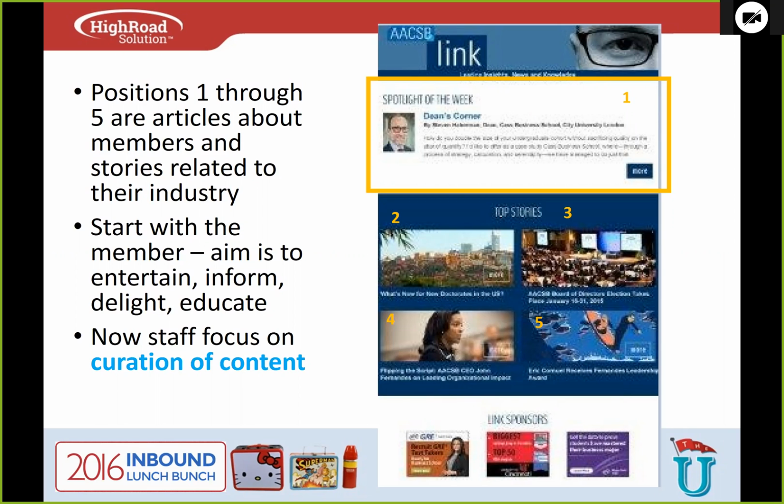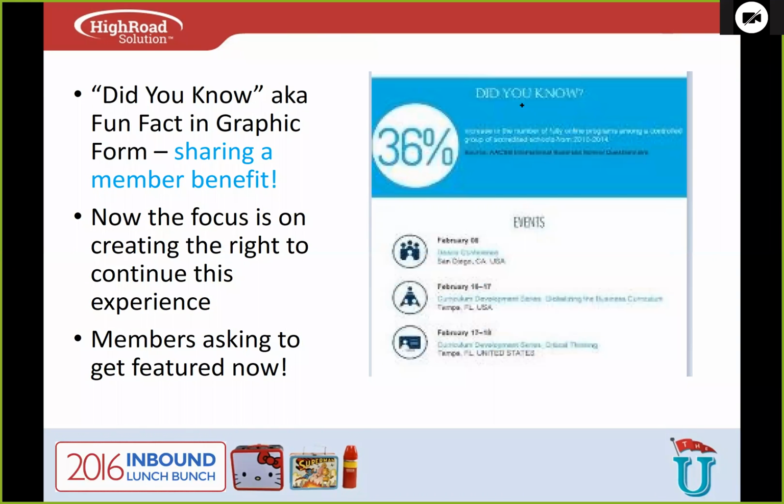So now staff focuses more on the curation of content rather than scrambling to create content from scratch. After seeing those first 5 pieces of information that are informative and educational, we move to a member benefit, but it's phrased in a way that uses "Did you know?", a fun fact, in a graphic format.